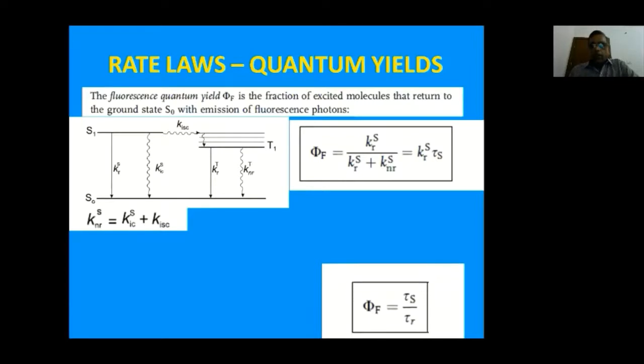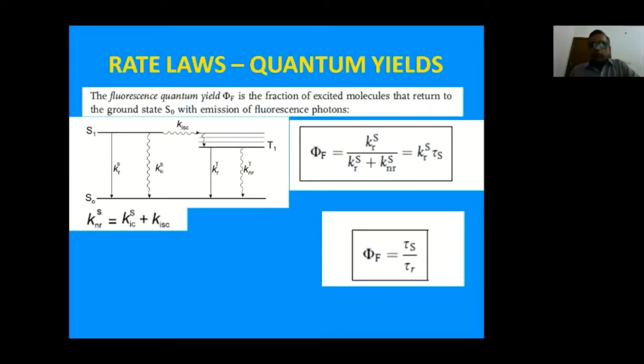Now you can also write the quantum efficiency of fluorescence differently. We know that the radiative rate constant can be written in terms of tau r, the radiative lifetime, as we already mentioned. So the quantum efficiency can also be written as the ratio of the singlet lifetime to the fluorescence radiative lifetime. That is how you look at the quantum efficiency of the fluorescence.